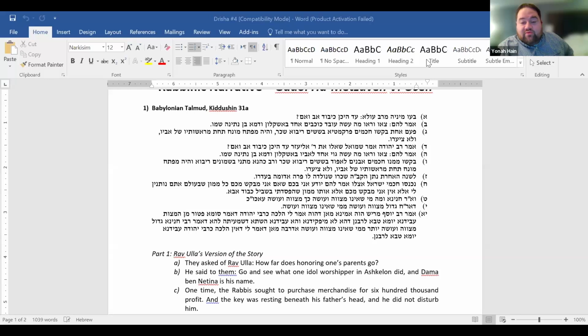Now, we are reading a passage of Talmud. The Talmud is heavily edited. The Babylonian Talmud is heavily stylized. What do we make of this individual, Dama ben Netina? What about Ashkelon? Anything come up? What does Dama sound like? So a Nateen is some sort of maybe Samaritan or some sort of non-Jew.